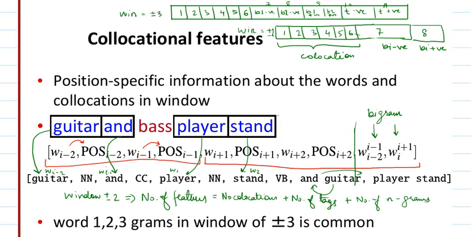So here the co-locational features are the positional features, as well as positional words and positional n-grams. So these two collectively can be considered as co-locational features, but in simple terms we can use just words along with their positions.